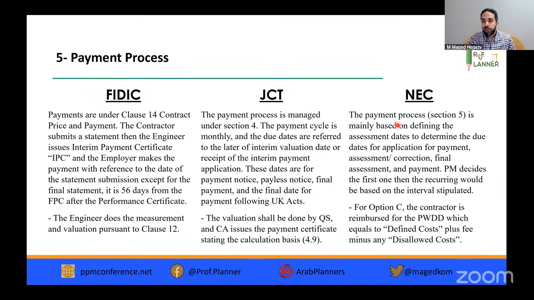In the NEC, the payment process is in Section 5, based on defining the assessment date to determine the due dates for application for payment, assessment and correction, and we have the final assessment and payment. The project manager decides when we will have the first payment. Then it will be on intervals as stipulated in the contract. If it is monthly, it will be monthly after that. So we have here some cases for the target cost and how this will be paid.